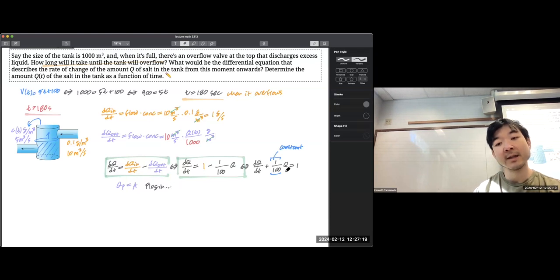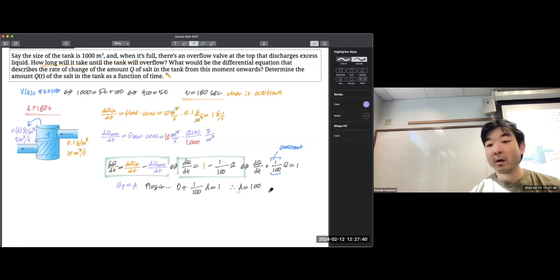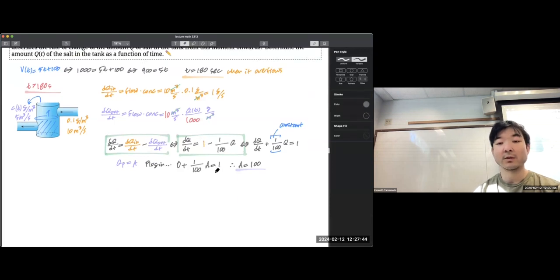The right-hand side is 1, so your particular solution form would be some constant a. dq over dt for a constant is 0, plus you'll have 1 over 100 times the a has to equal 1. This means that your a has to equal 100. And your homogeneous solution is easy to read because it's just looking at the coefficient in front of the q.